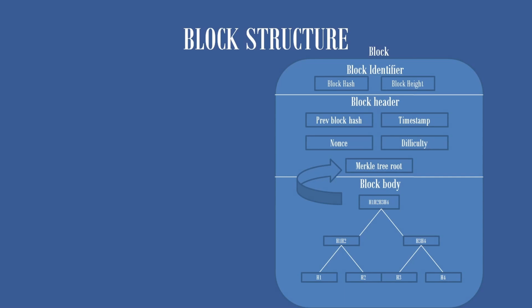So this is a block structure. Okay, so you can see this block. It consists of three parts: block identifier, block header, and block body. A block identifier consists of two things: block hash and block height. Similarly, the block header consists of five things: previous block hash, timestamp, nonce, difficulty, and a Merkle tree root. This Merkle tree root comes from the block body, which consists of a Merkle tree. We will come into these things. So let's start with the block identifier.